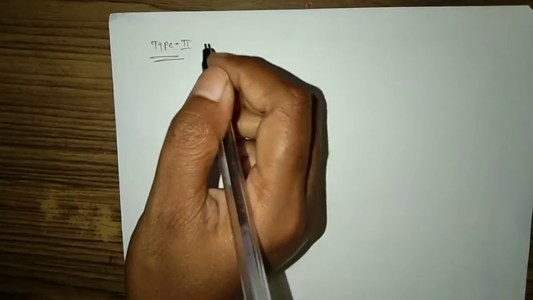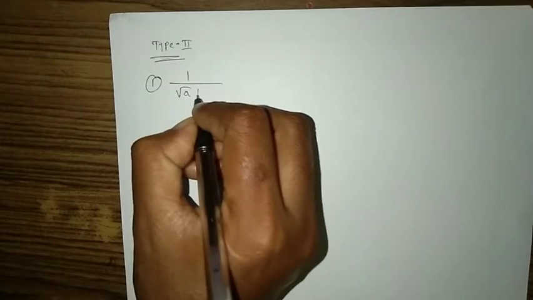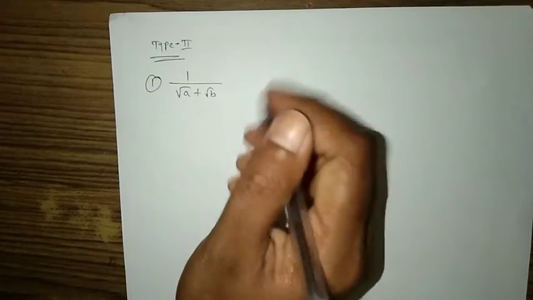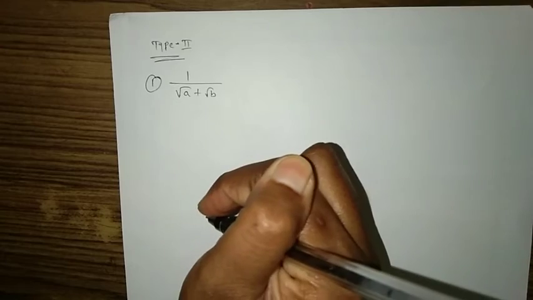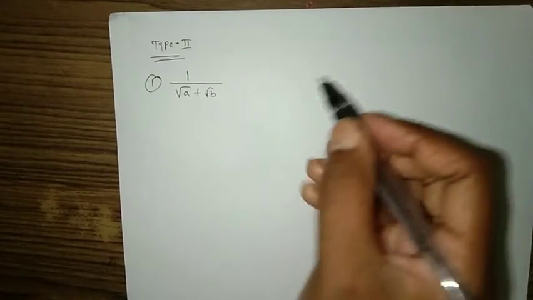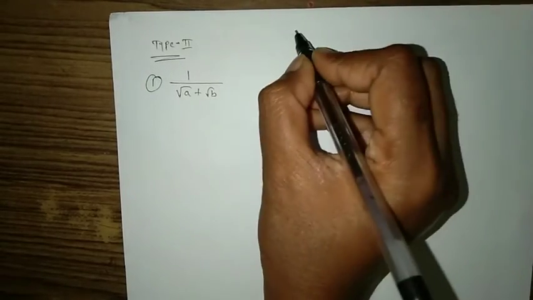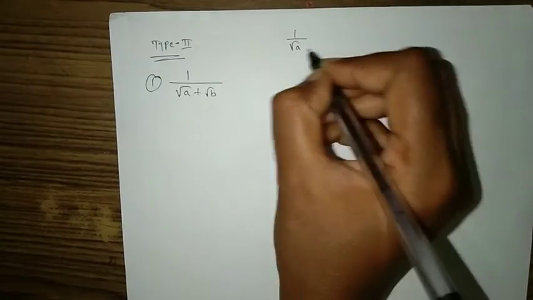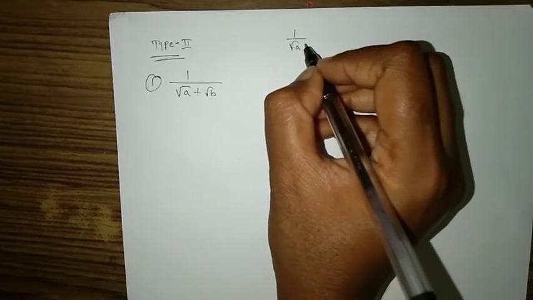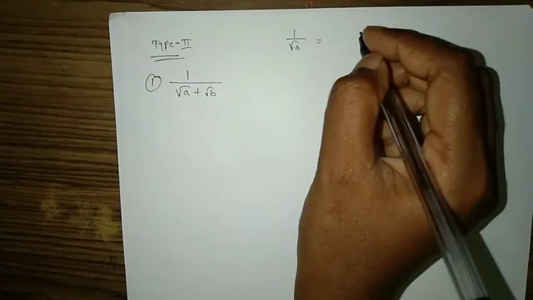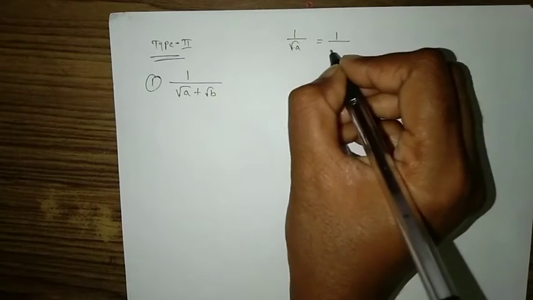So this is type 2. I will take one example: 1 divided by root a plus root b. How can we solve this? What happens is, I already told you that in the last method we have, like root a, only one root term, and there is only one term.